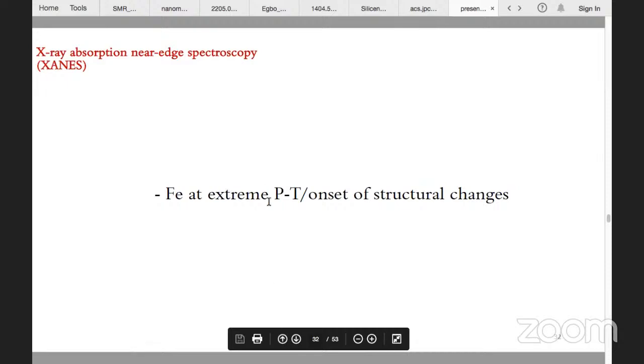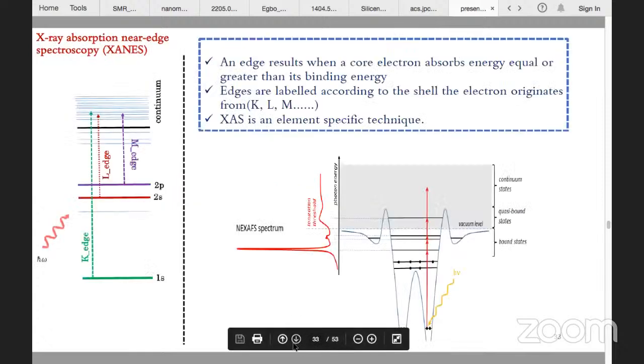Another thing we have done is to apply X-ray absorption edge spectroscopy to study iron at extreme temperature and pressure. Again, a quick recap of X-ray absorption spectroscopy. Basically, you use a photon to excite an electron from the bound state out to the continuum above the Fermi energy, and then you acquire the absorption spectra when you do that. One good thing about X-ray absorption is that it's element specific. You can focus your photon beam on a particular atom, and then you obtain the absorption spectra.